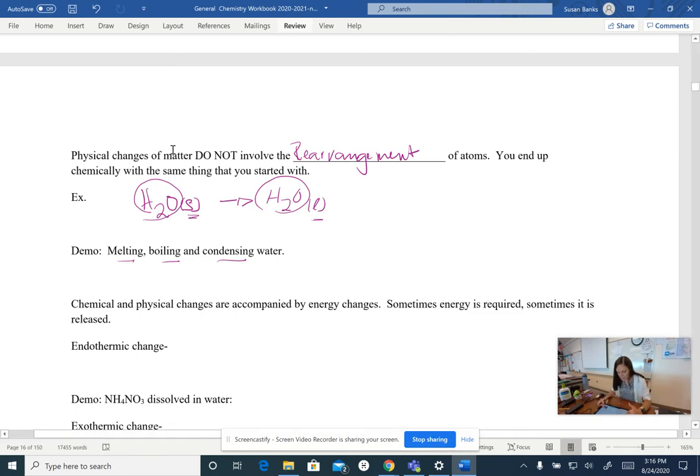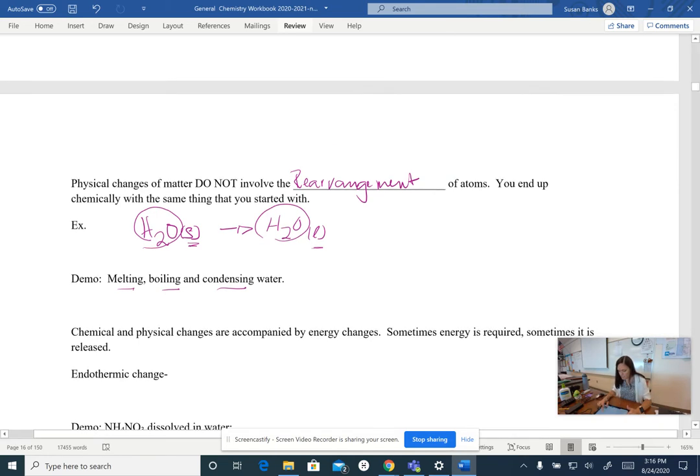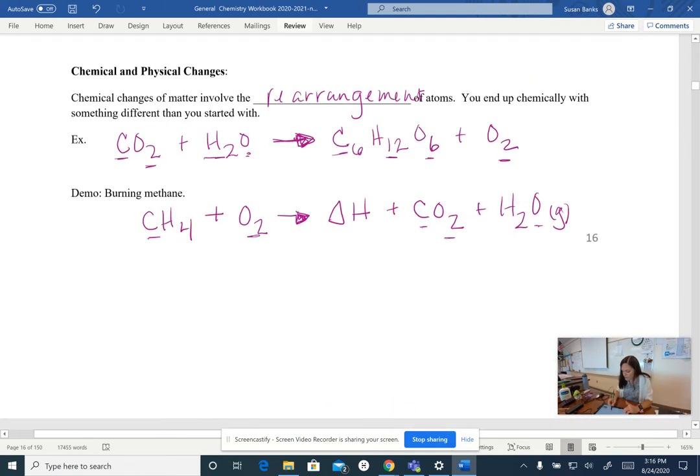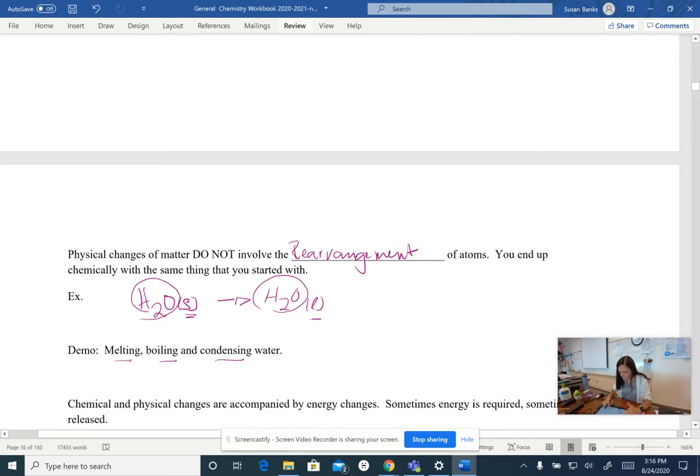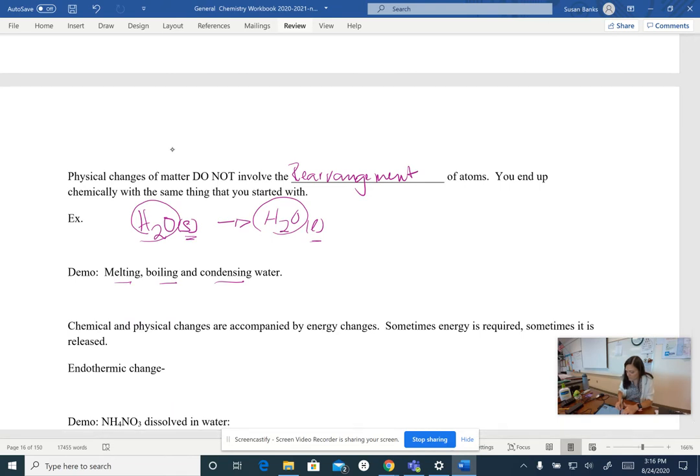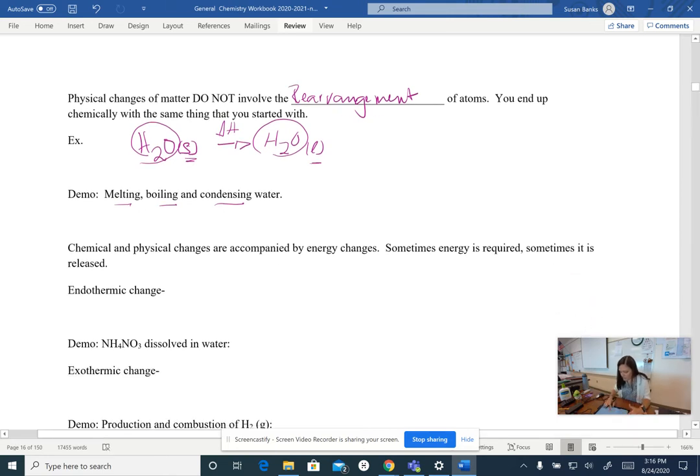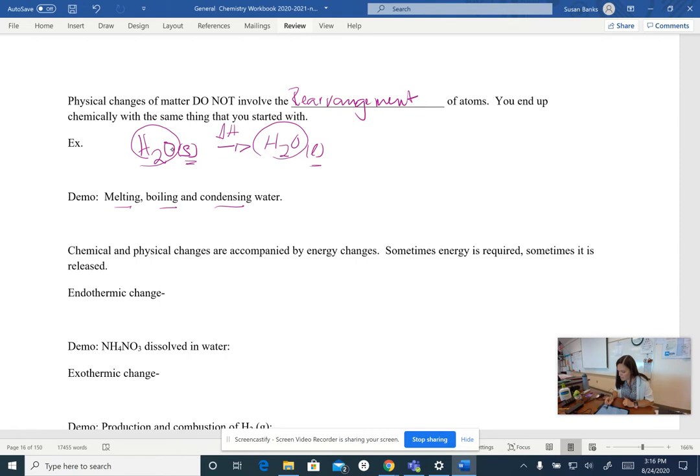Chemical and physical changes are accompanied by energy changes, and I showed you that here. In order to burn that methane, I'm releasing a lot of energy. In order to melt this ice, I'm going to have to put some heat in to make it liquid. Sometimes energy is required, sometimes it is released. Of course, in chemistry, we have a word for when it's required and a word for when it's released. Endo means within. So if I have an endothermic change, that means energy is required.